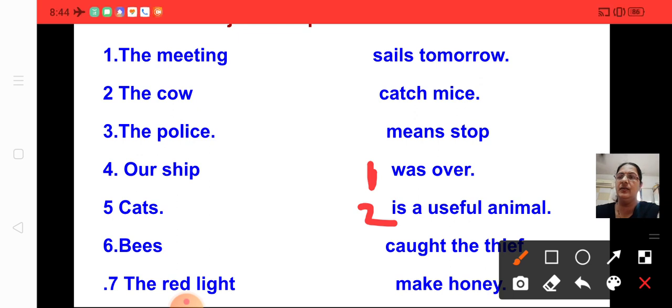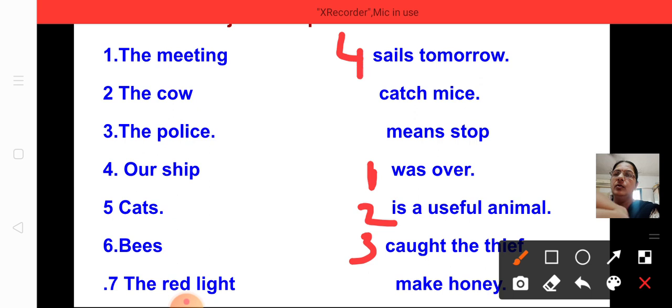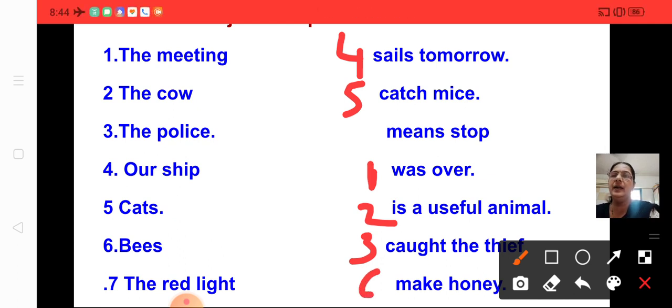This is the second one. The police caught the thief. This will be the third one. Our ship sails tomorrow. This is the fourth one. Fifth one, cats catch mice. This is the fifth one. Bees make honey. This is the sixth one. The red light means stop.